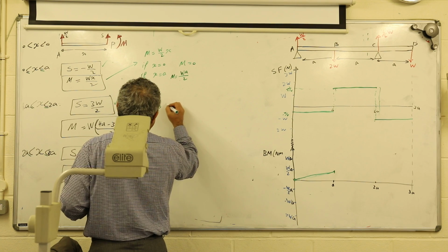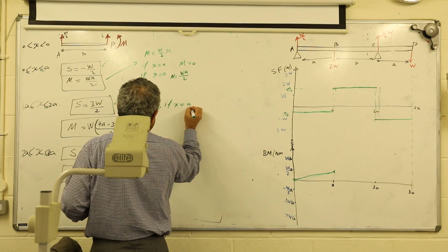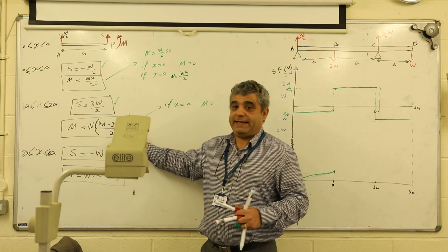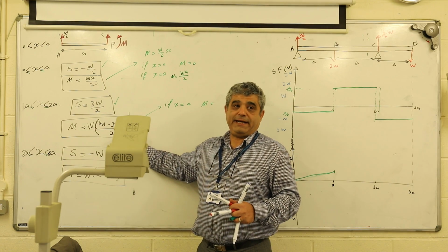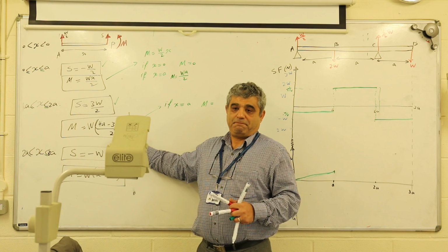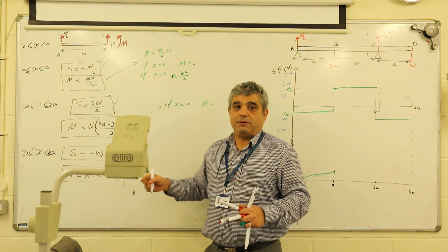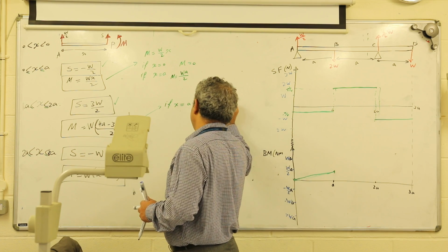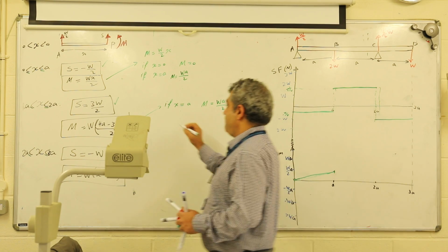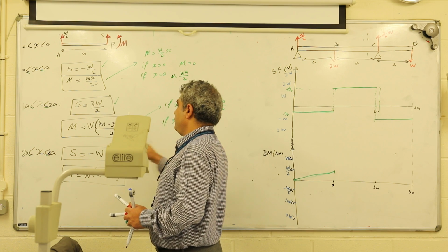This equation, if x is equal to A, what would be the value of M? Can anybody find out? I put the A here. 4A minus 3A would be A. A divided by 2 times W becomes WA divided by 2. Yes? And what's the next value? Hamza? The next value I have to put for this equation.